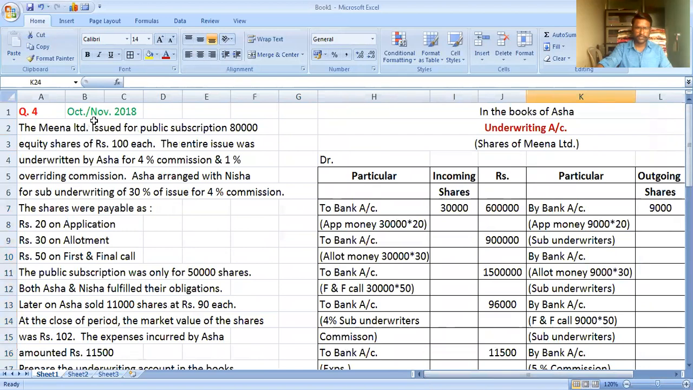This question was asked in the examination October-November 2018, Swami Ramanand Teerth Marathwada University, Nanded examination.